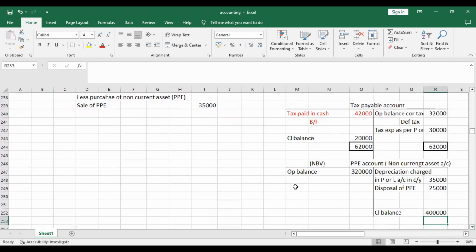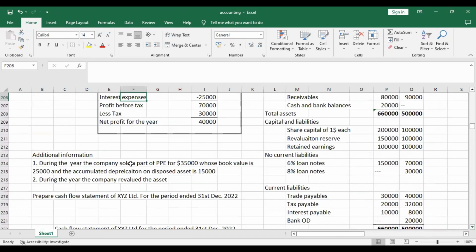Then apart from that, in the current year, they have given one more note: during the year, the company revalued the asset. That one I already told in the beginning.